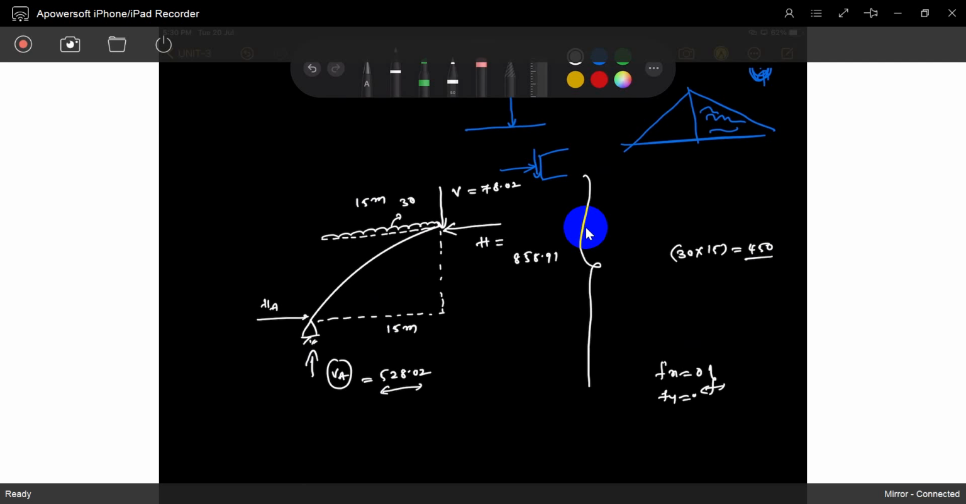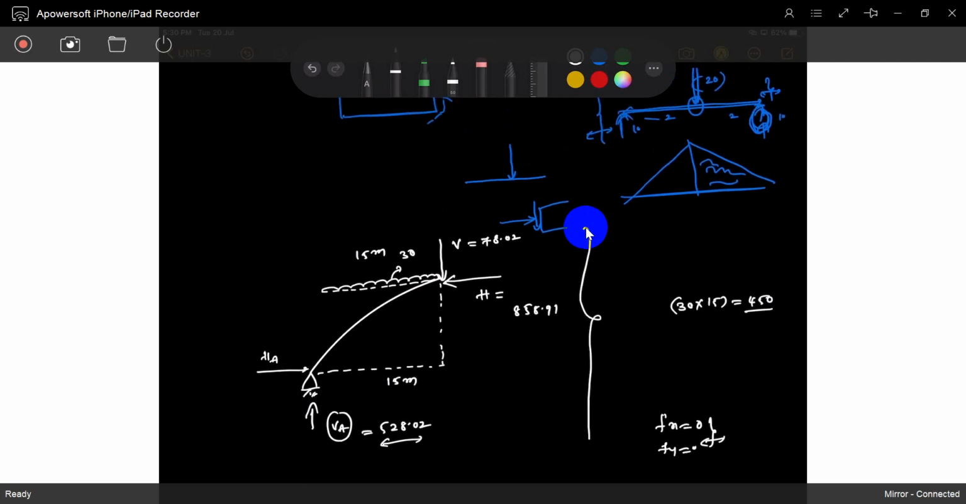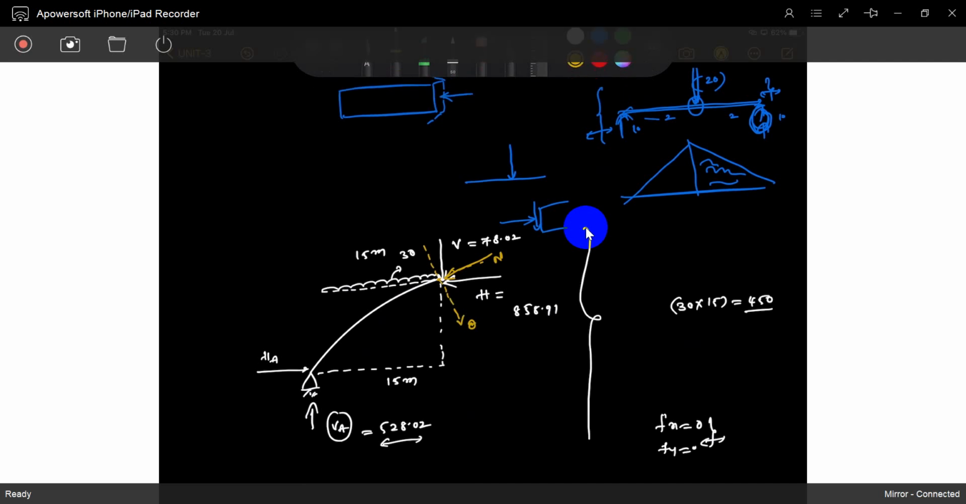Now if you see, in the direction of the arch, that is the normal thrust. Exactly perpendicular to that direction is the radial thrust. We have to find out N and theta. First you have to find out theta. If you know theta, you can write it.